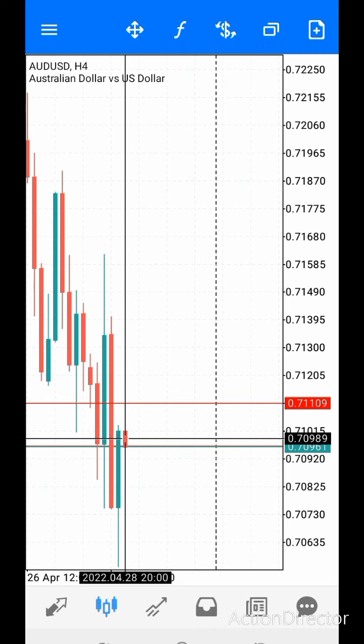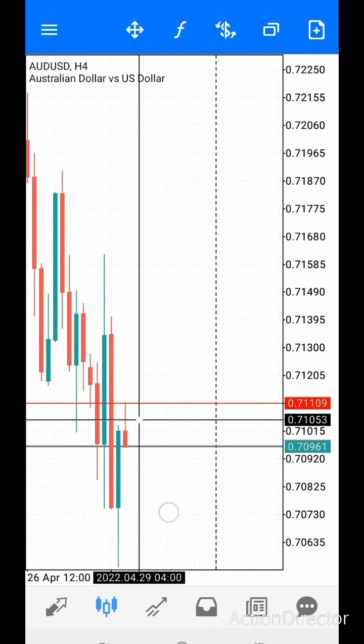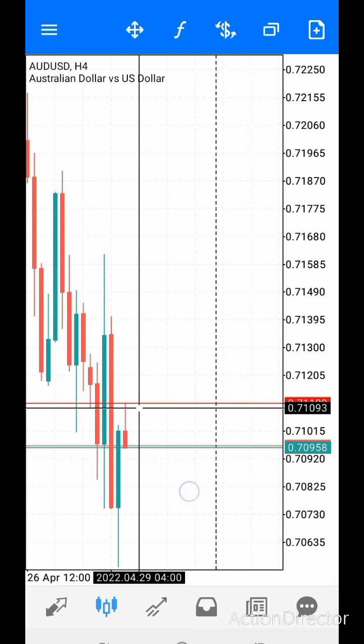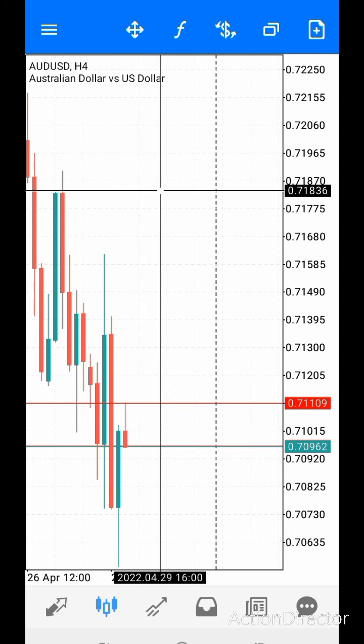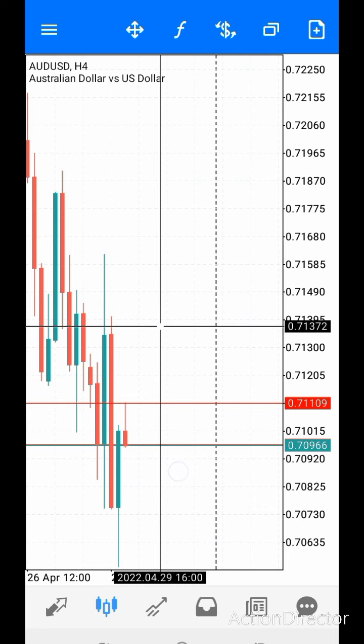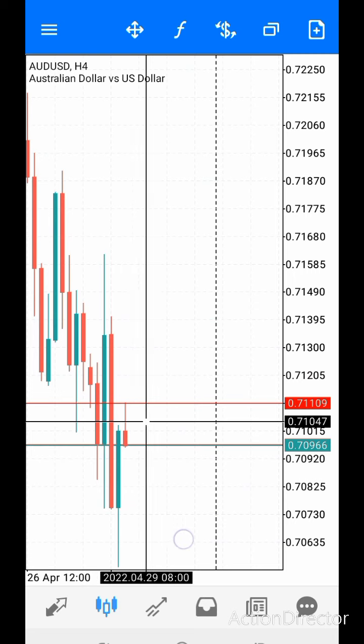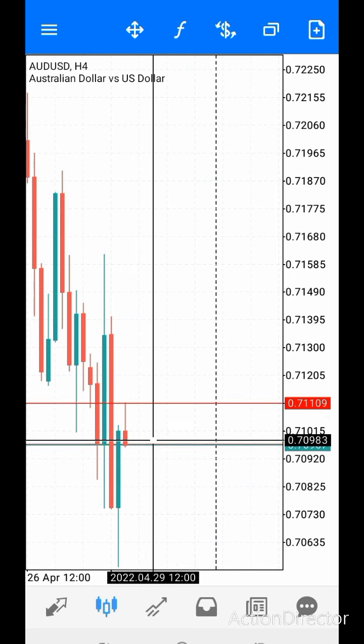I might not be sure if the market will actually get back to this zone, but I am sure that if the market gets back to this zone, then it will keep on buying. You get the point now. I'm not sure if the market will get to this zone, but if eventually the market happens to get to this red zone, which happens to be 0.71109, then the market will keep buying.